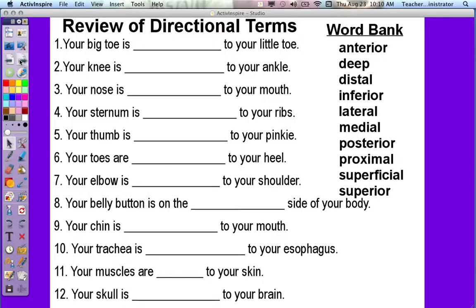That's it for the lecture, but you might take a second to pause the screen and practice a little bit before you come to class to see how good you are with these directional terms. So use the word bank and see if you can fill in each of those 12 sentences. If you have any questions, make sure you write them down so that I can go over them at the beginning of class before we maybe do a review clicker activity.